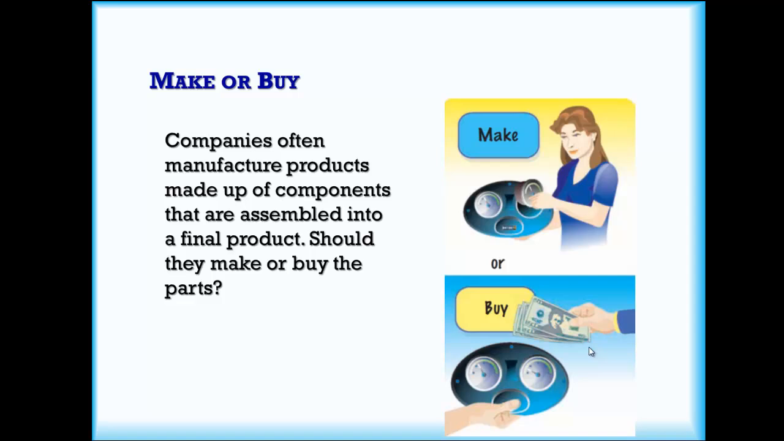So companies often manufacture products made up of components that are assembled into a final product. Should they make or buy the part? So just think about your cell phones and all of the components that are in there. Whether you have an Apple iPhone or Samsung or whatever brand your cell phone is, there's lots of different components. And those businesses, the phone makers, have to decide whether or not they're going to make those parts themselves or if they're going to purchase them from other companies.